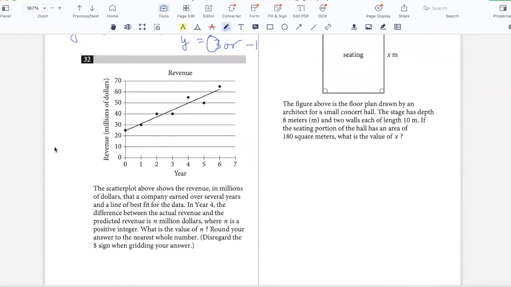The scatter plot shows the revenue in millions of dollars that the company earned over several years, with the line of best fit. In year 4, the difference between the actual revenue and the predicted revenue is N million dollars. What is the value of N? N is a positive integer. So in year 4, the predicted is 50 and actual is about 55. So the difference is $5 million.